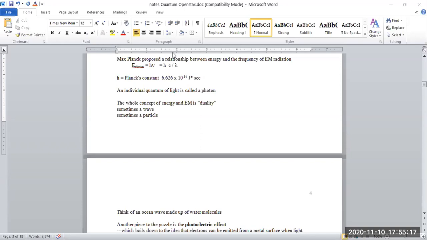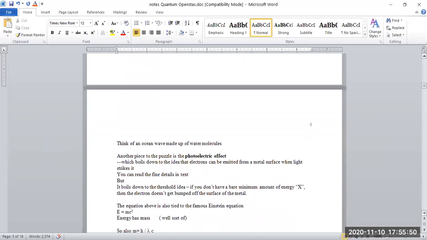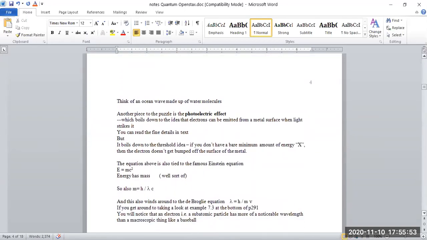Because back to that ocean wave idea, if you're looking at it on the macroscopic point of view, big picture, yeah, you're seeing the wave actions. If you're down at the ocean and you're looking at it with a scanning tunneling microscope or maybe an atomic force microscope, and you could actually see the molecules, well, the molecules are particles. Neither is untrue. It all depends upon how you want to use that information. So we'll spend a couple of moments here talking about the photoelectric effect.